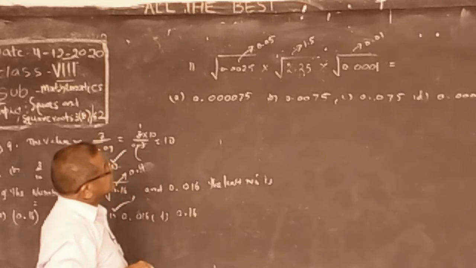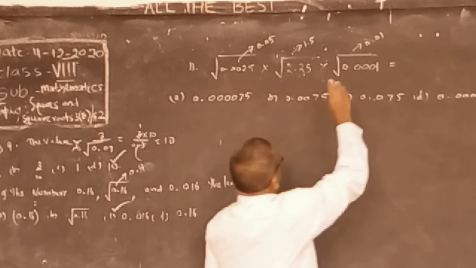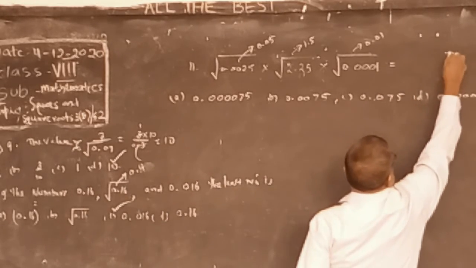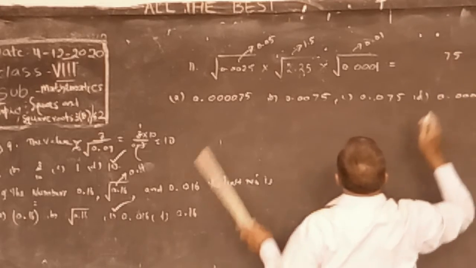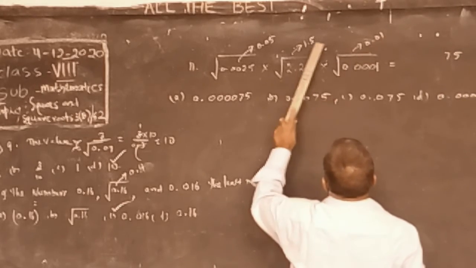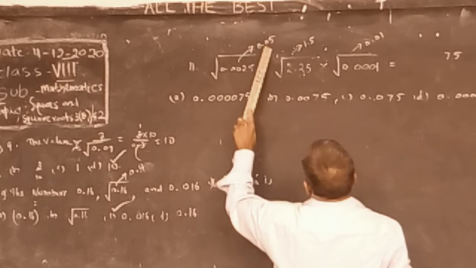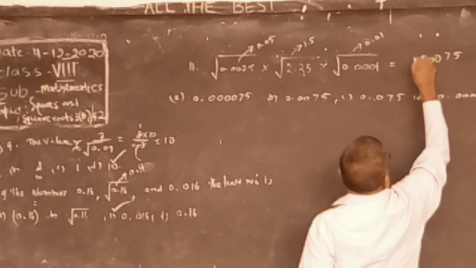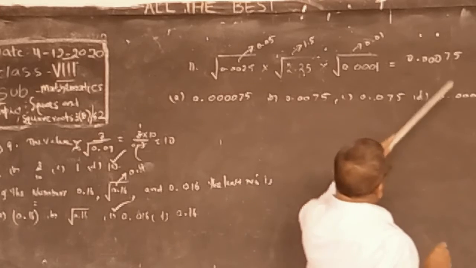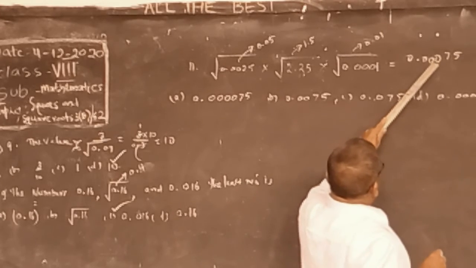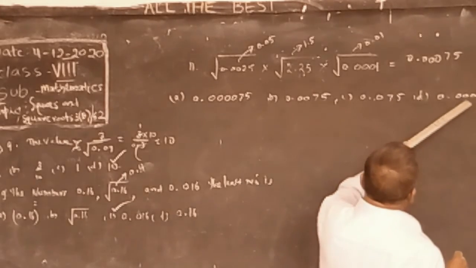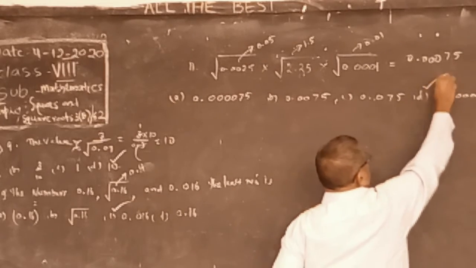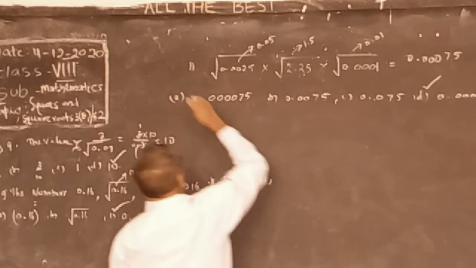Multiply 15 and 5, the product is 75. How many decimals? Here 2, here 1, that is 3, 3 plus 2, 5 places. See, 1, 2, 3, 4, 5, so 0.075. So this is option B.